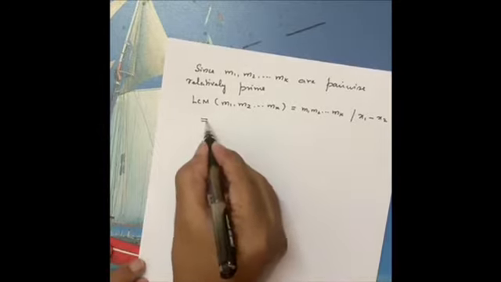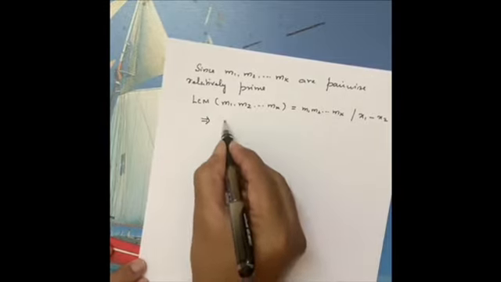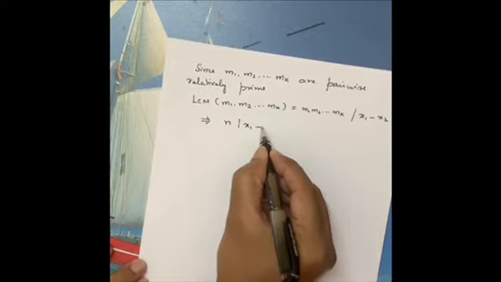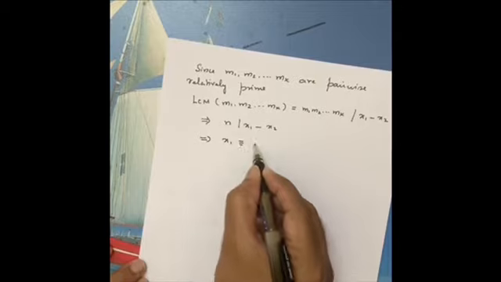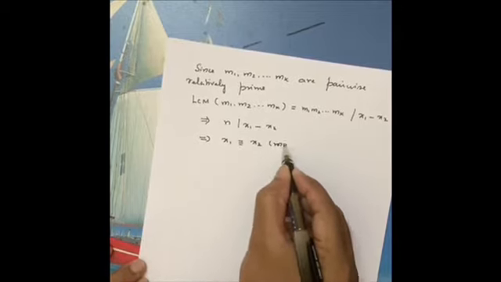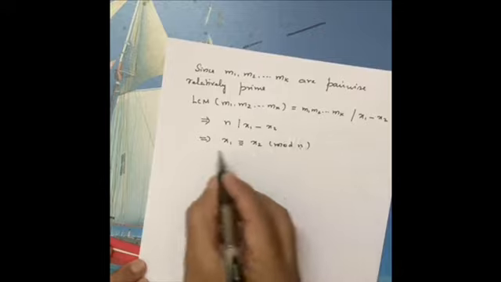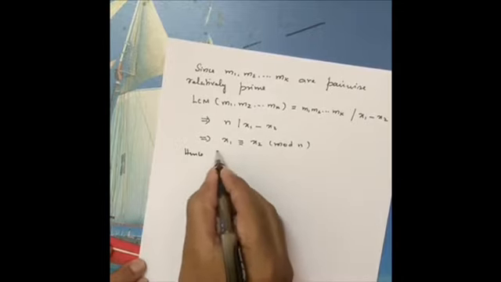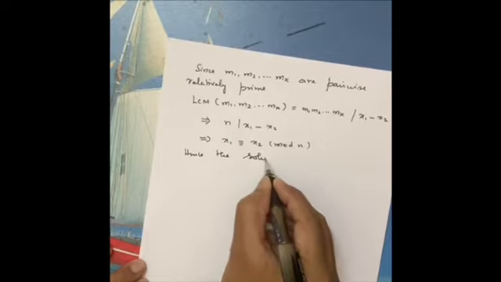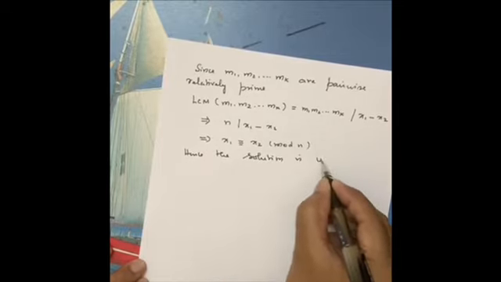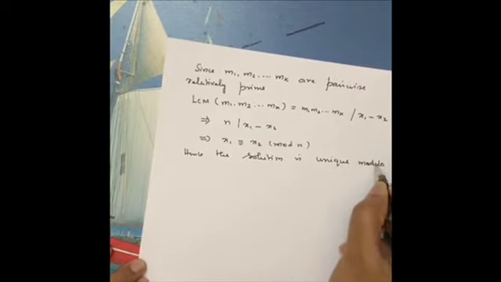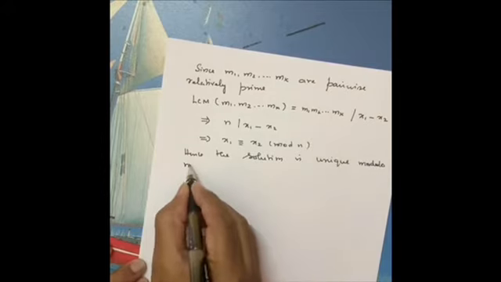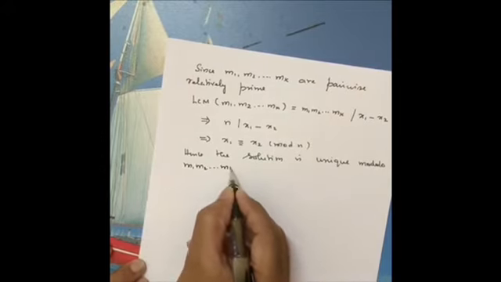What is this? According to our assumption, this is our n. So n divides x1 minus x2. This gives x1 congruent to x2 modulo n. What is n? Product of all m's. Hence, the solution is unique modulo m1, m2, etc. mk. So this is a proof of the Chinese remainder theorem.